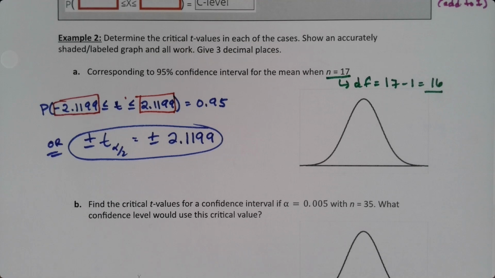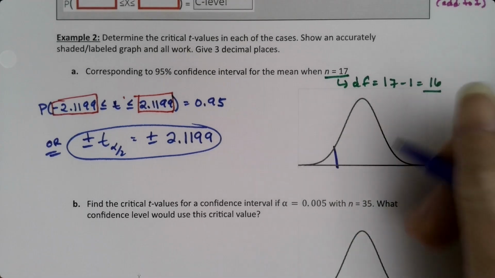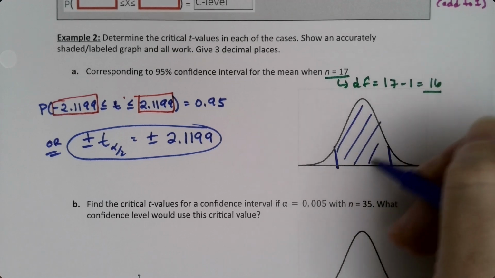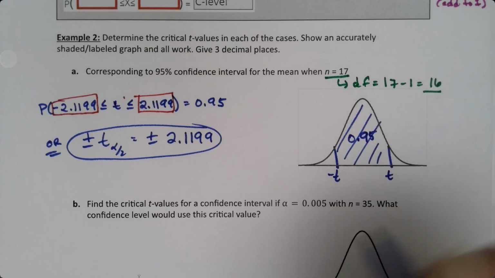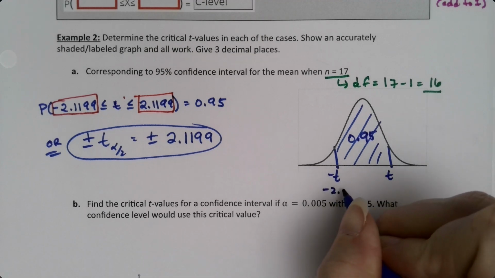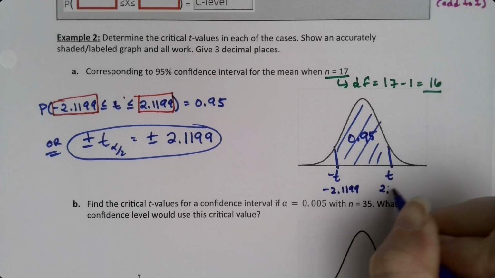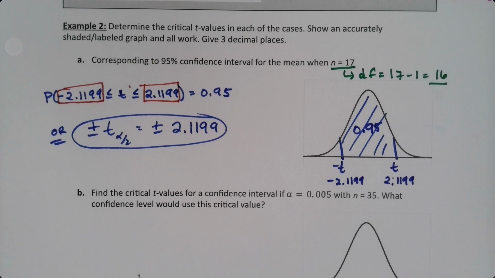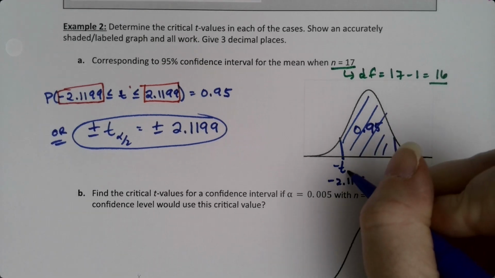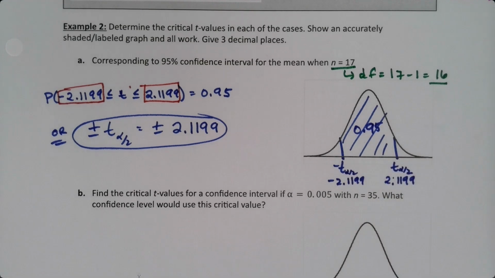As for shading and labeling, we don't have to get too fancy about it. We just know that it needs to be symmetric in the middle. That middle should be 0.95. We have a negative t over here and a positive t over here. If we want to label them, this is negative 2.1199 over here, positive 2.1199 over here. All done. Putting the actual numbers down there isn't required, but put the negative t and the positive t. And if you want to put the little alpha over 2 in there just to be fancy, that's fine. Alpha over 2 is just a subscript that tells us that was the area in the tail. You don't have to calculate it. It's just a notation.